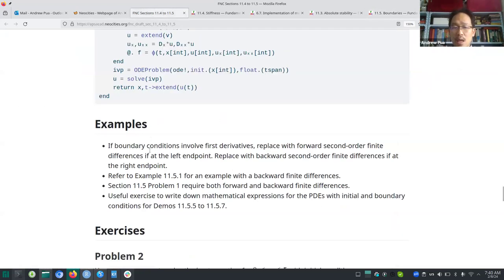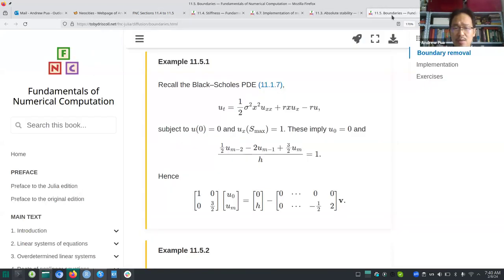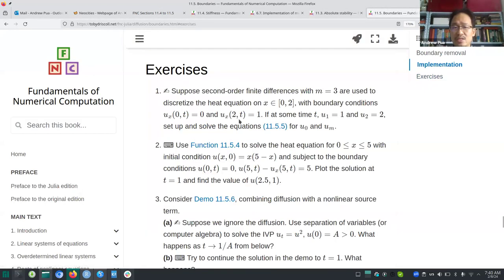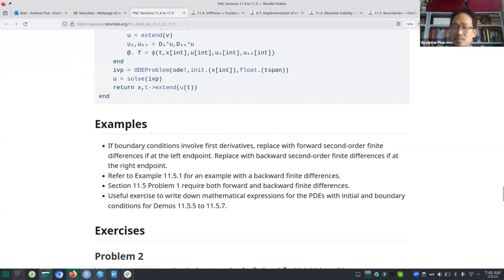Okay. And then there's another exercise in problem one of this exercise, where this is very similar to what I did earlier, but this is a non-homogeneous Neumann boundary condition, because this is equal to one. So in the setup, you have to just make that adjustment. And again, it's really writing down the expressions that involve U sub zero and U sub M. Okay.